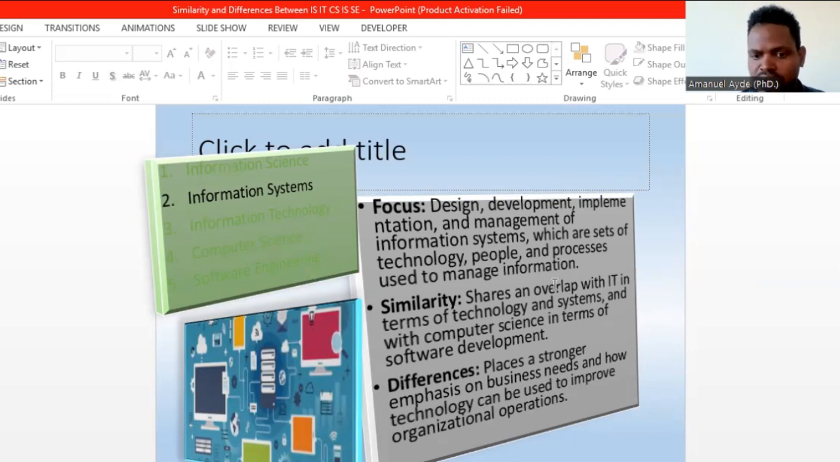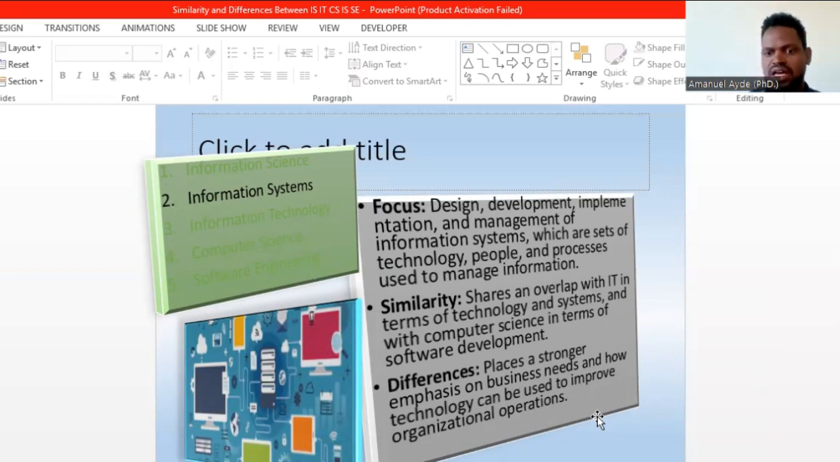Basically, it places a stronger emphasis on business needs. The intention of information system is addressing the business needs of the company, of the given business. Then, what kind of decision support systems are there?